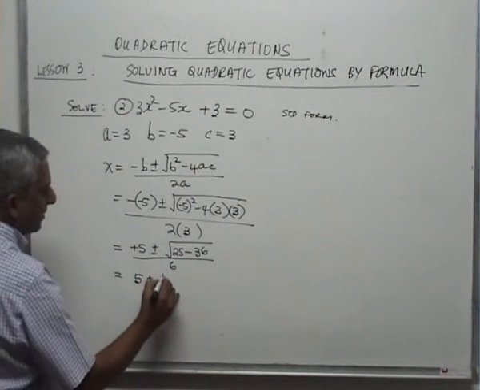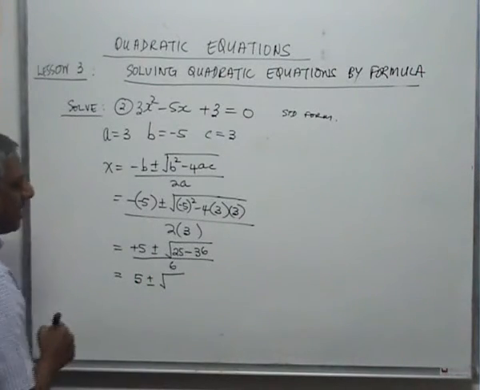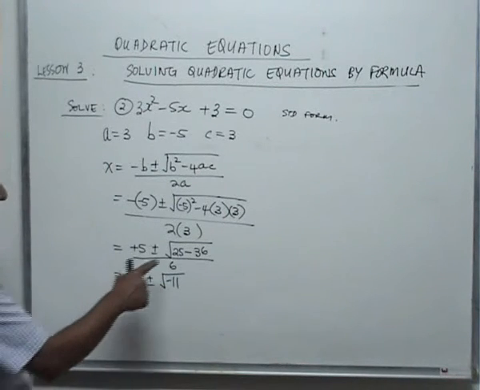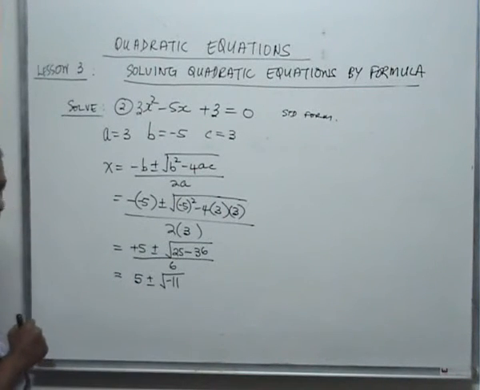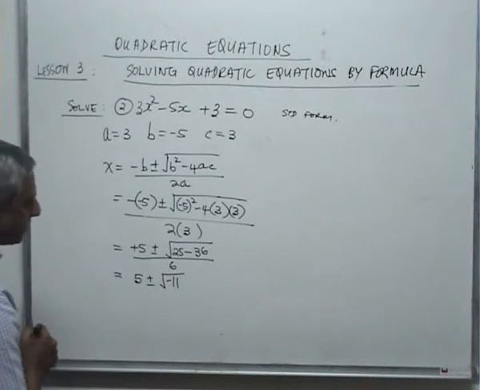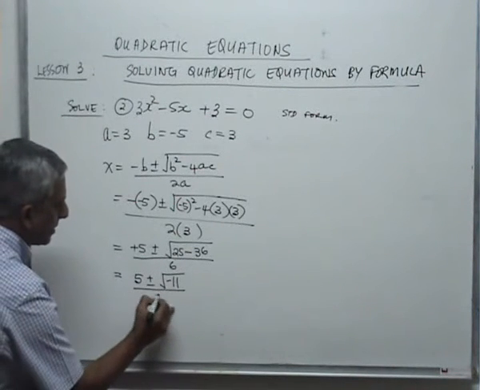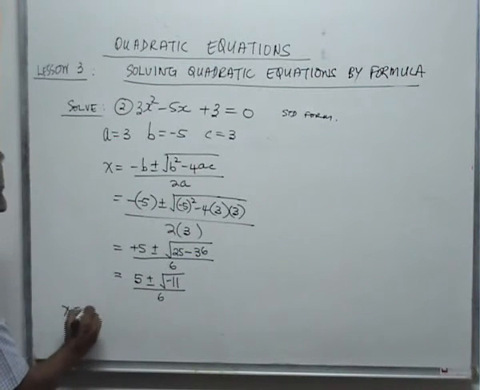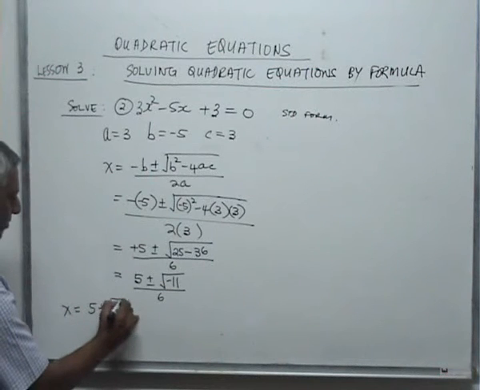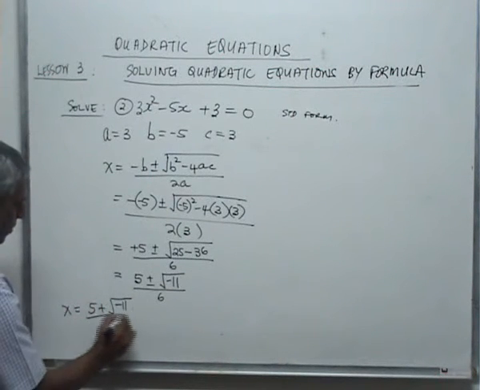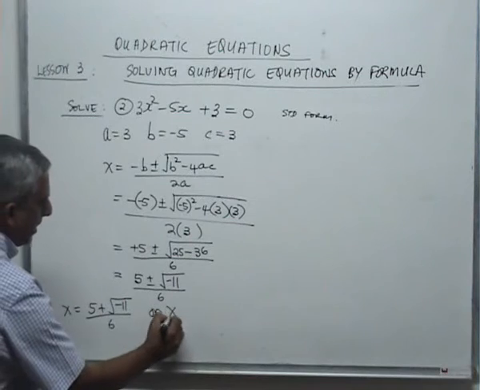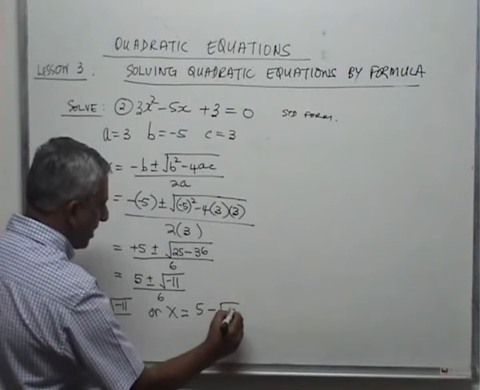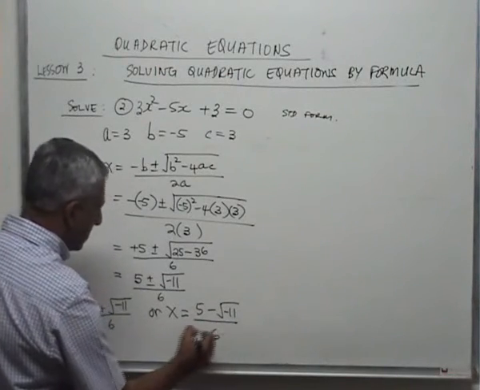5 plus minus 25 minus 36 gives you minus 11, all over 6. So once again you got two roots. x is equal to 5 plus the root of minus 11 all over 6, or x is equal to 5 minus the root of minus 11 all over 6.